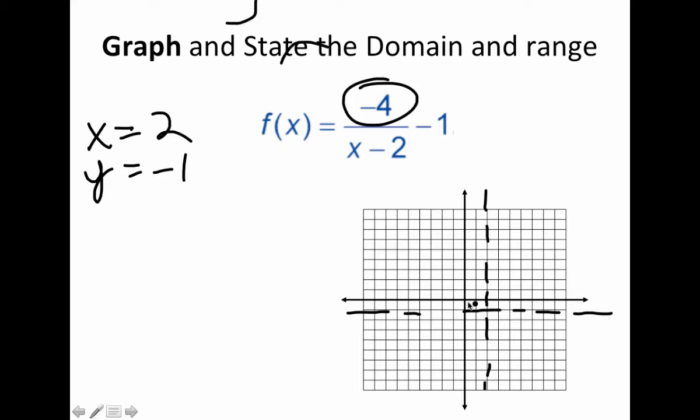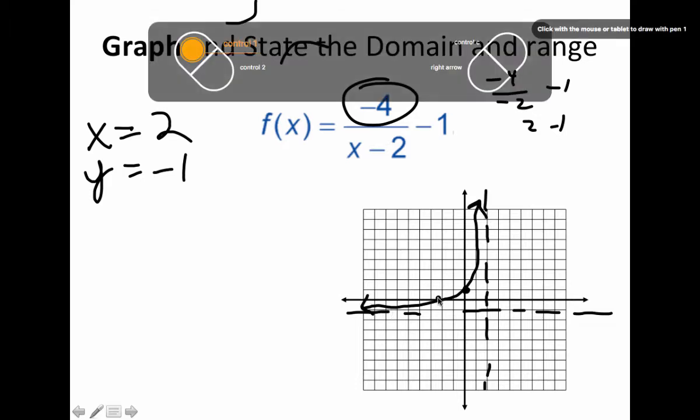I could always grab a point. I could put a 0 in. Look at 0. Negative 4 over 0 minus 2, minus 1. That's 2 minus 1. That's 1. 0, 1. I know I'm going to be there. Again, if you kind of know the general shape, that's good enough. That's okay. Then I can do the other one.